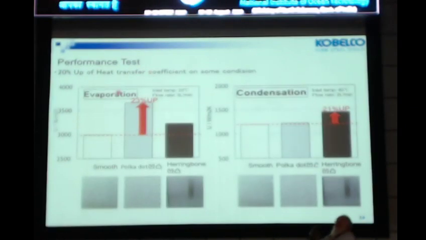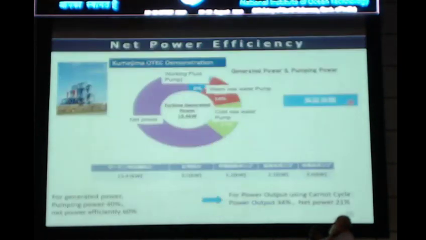So this is a performance test, evaporator side and condenser side. This is a smooth, pop dot and herringbone plate configuration. The pop dot configuration increases performance 23% on the evaporator, but for condensation the pop dot does not increase. The herringbone plate gives a 20% increase in heat performance. This means we can decrease the heat exchanger cost by about 20%.